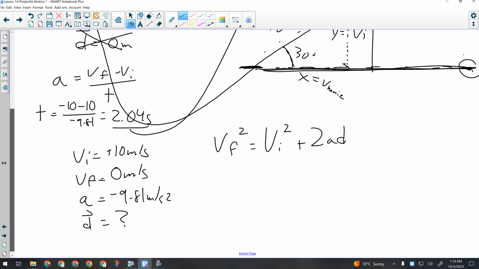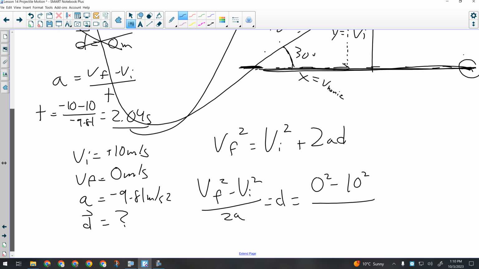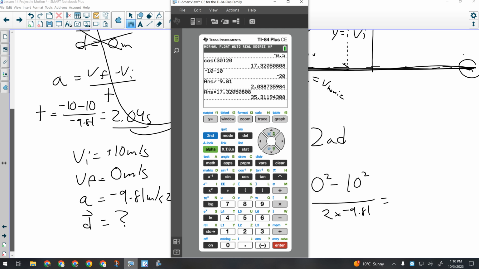Okay. So I could solve for D with that formula. Right? I would just have to subtract Vi over to the other side. Divide both sides by 2a. Okay? We had to do that back in the acceleration part of the unit. So 0 squared minus 10 squared divided by 2 times negative 9.81. So we're going to have 100 divided by 19.62.